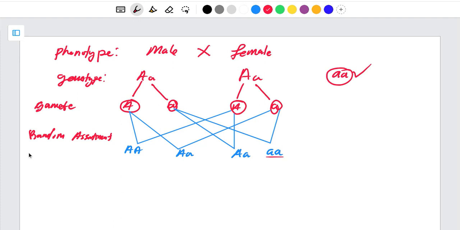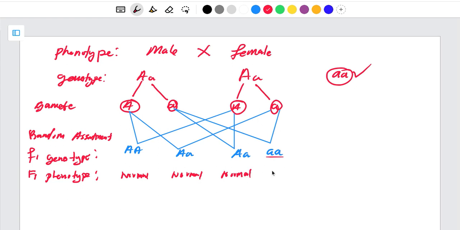So this one is going to be F1 genotype. The reason why we are saying F1 genotype is because these are alleles. Then the next one is going to be F1 phenotype, where we are going to specify what we have here. So this is normal. Even this one is going to be normal. Even this one is normal. Then the last one is going to be albino. So this is how you're supposed to express it. Then from there we are done.